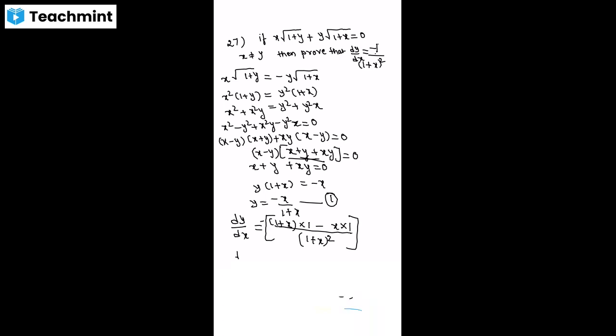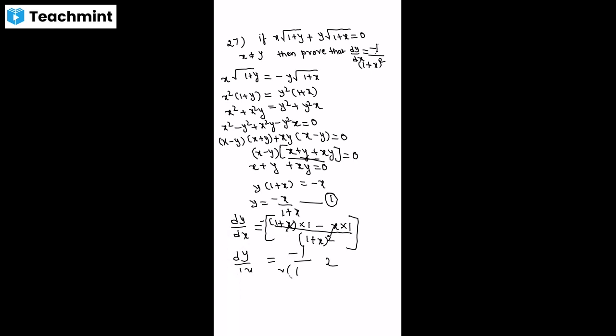So dy by dx is equal to, what do we get here? 1 plus x is there, here minus x, x gets cancelled, what is left? 1 is left. Minus 1 by 1 plus x whole square. So this completes the problem.